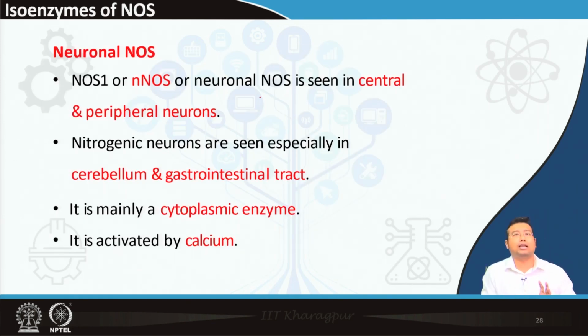The first isoenzyme, NOS1 or the neuronal variant, is also known as nNOS. It is seen in central and peripheral neurons. So, since it is present in neurons or nerves, it acts on the nervous system. It is found in the cerebellum as well as in neurons of the gastrointestinal tract, nitrergic neurons. It is a cytoplasmic enzyme and it is activated by calcium. All of these facts are multiple choice questions.